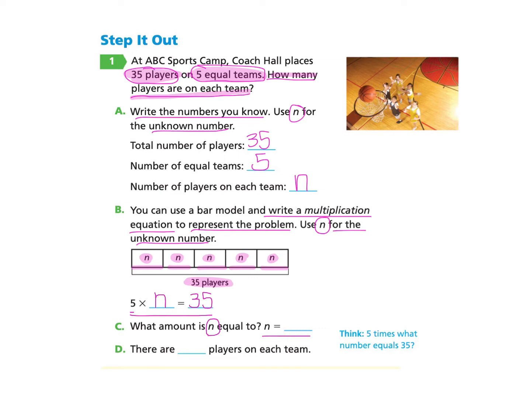N equals, and then they give this little hint over here that says, think 5 times what number makes 35. So you could also count by 5s until you get to 35 as well. So you can pause and think about that for a second and come back. Or when you come back, you will follow along with me to find that we would count 5, 10, 15, 20, 25, 30, 35, and that would be 5 7 times. So part D, there are 7 players on each team.